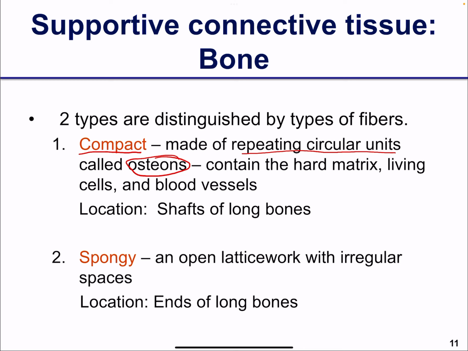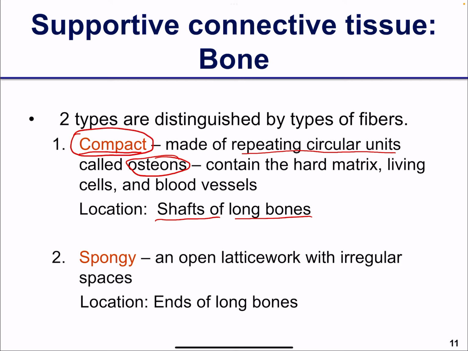Two, they are also going to take the waste away. Where do we find compact bone? Typically, we're going to find compact bone at the shaft of long bones. If you consider, for instance, the femur as part of your leg, and the humerus as part of your arm, these are both long bones, right? So the shaft of these two bones is going to be made up of compact bone.